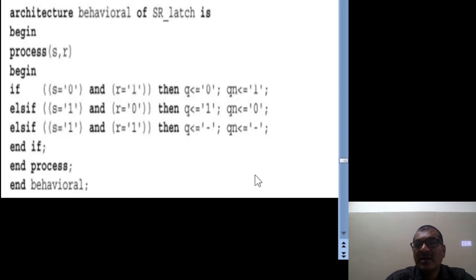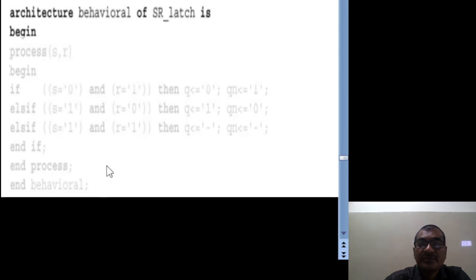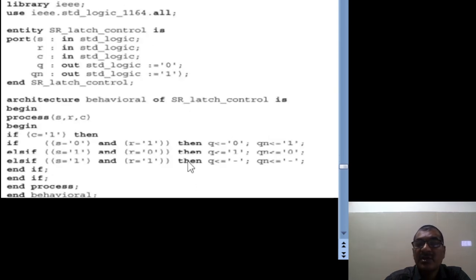In what I showed previously, this is the behavioral level program for the same SR latch, but there is no control signal. Here we are not checking the clock signal, only the S and R values. So the previous model is the data flow model, where signal assignment statements are used directly. But this is the behavioral model, using the process statement, without the clock signal, and this program represents the one with the clock signal.